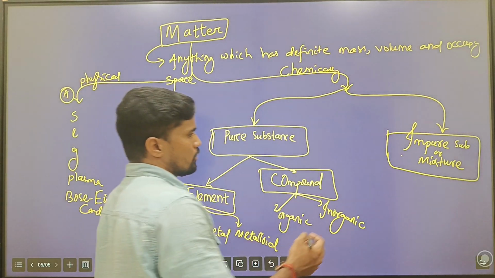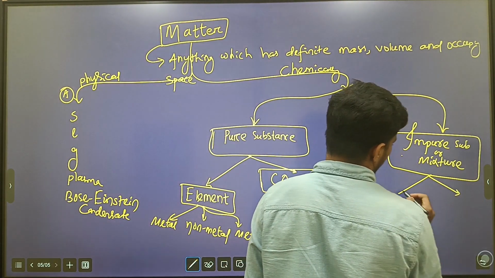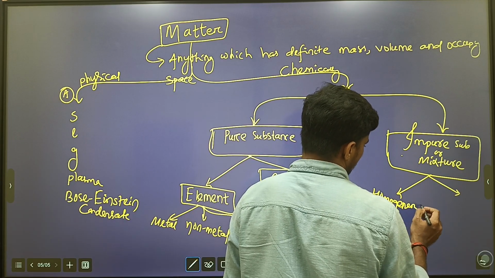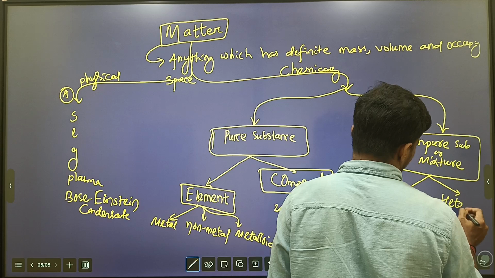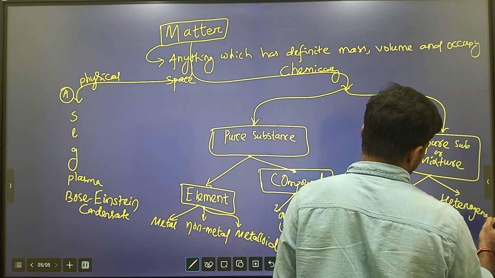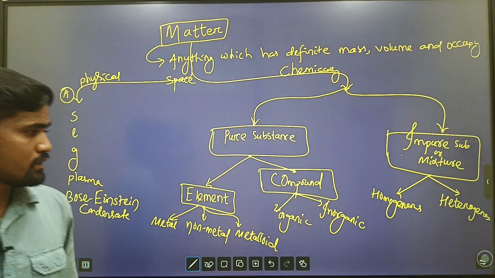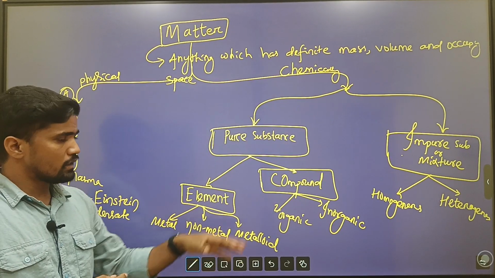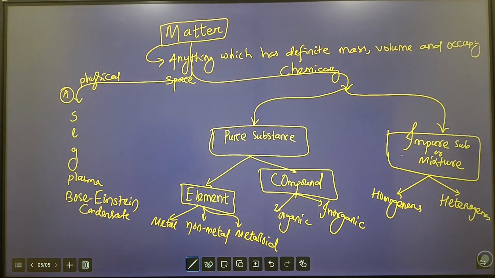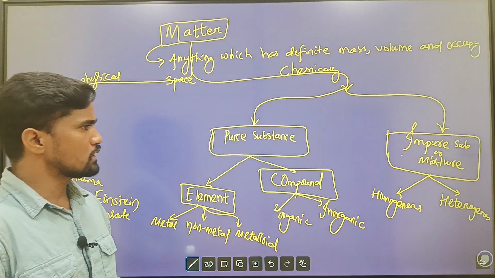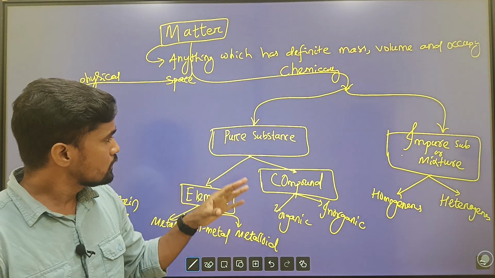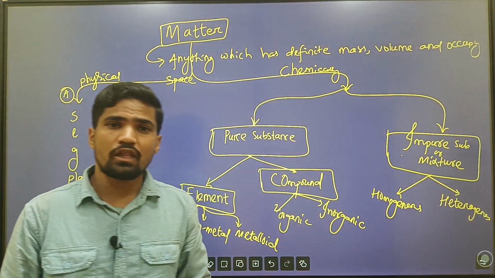Okay, so impure or mixture means what? These are also mainly two types: one is homogeneous mixture, another is heterogeneous mixture. These are the brief sketch diagram to understand matter and the related subparticles. This is a brief introduction, I am not going in depth. Mixture means non-uniform composition.